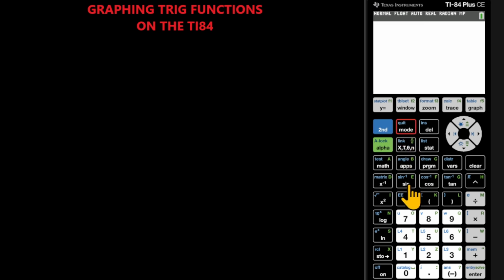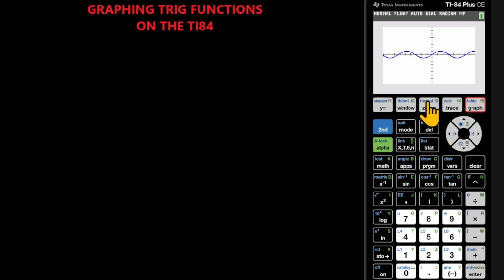Next I want to do is enter an equation, so I push y equals, and we'll start with something simple. So we'll push sine of x, so I push sine x, I'm closing parentheses here, and now I just push graph. And it's given me a graph, but one of the problems with this is it's really zoomed out.